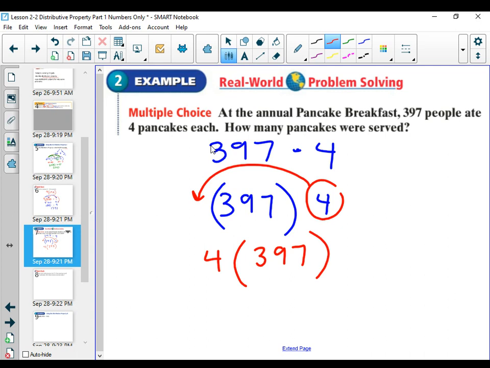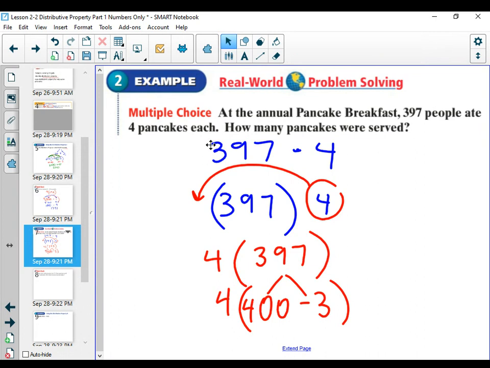Multiply both numbers outside of the parentheses, in the parentheses times the number on the outside. Oh no, there's not 2 numbers inside. That's okay. 400 minus 3 is the same as 397. Now I can multiply the number on the outside times both numbers on the inside.